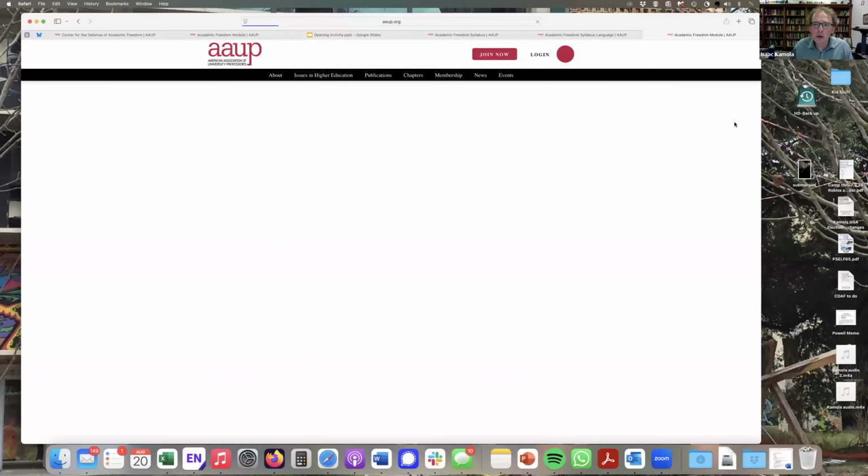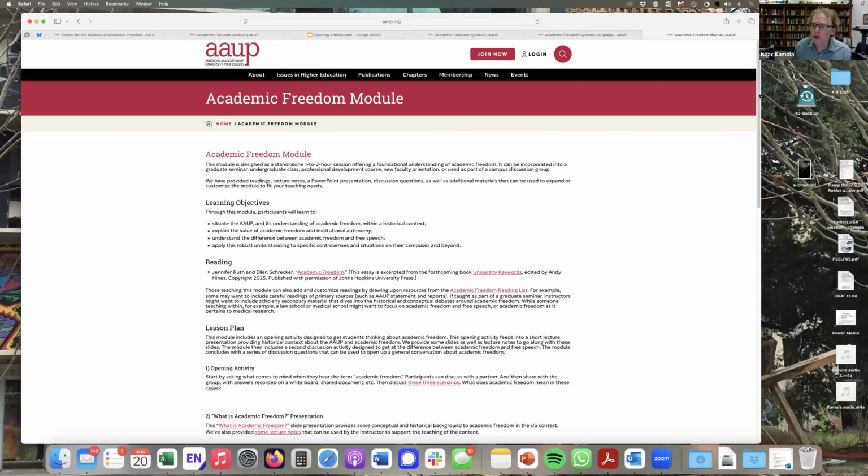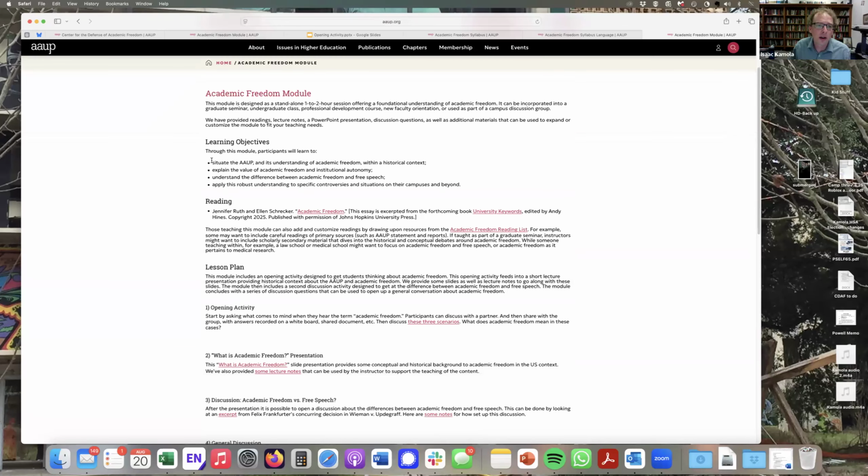So what have we included in this module? First of all, we lay out our learning objectives: to give a historical and conceptual understanding of what academic freedom is, just the nuts and bolts, first-cut understanding of academic freedom. Explain why it's important, and understand the difference between academic freedom and free speech, which I think is a really hard distinction for people to wrap their heads around. And I think it's a really important distinction to make. And then to be able to apply this understanding to specific controversies on their campuses.